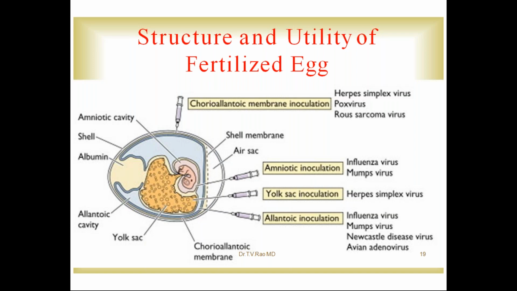See the structure of the embryonated egg, which contains the chorioallantoic membrane, amniotic cavity, allantoic cavity, and yolk sac. These are the four important sites of inoculation of the embryonated hen's egg: chorioallantoic membrane, amniotic inoculation, yolk sac inoculation, and allantoic cavity inoculation. We can grow the viruses in all four sites of the embryonated egg.